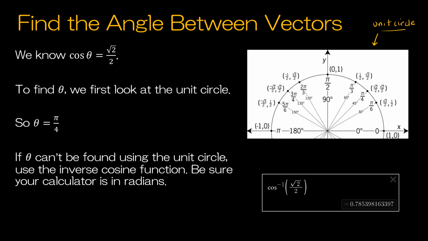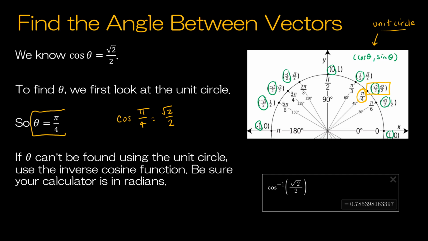So for instance, in the unit circle, these ordered pairs represent cosine of theta, comma, sine of theta. So for us, because we're dealing with cosine, we're only focusing on those x values. And if you'll notice, the x value of radical 2 over 2 occurs right here. And what that tells me is that if I took cosine of pi divided by 4, I would get radical 2 over 2. So that means theta is pi over 4.